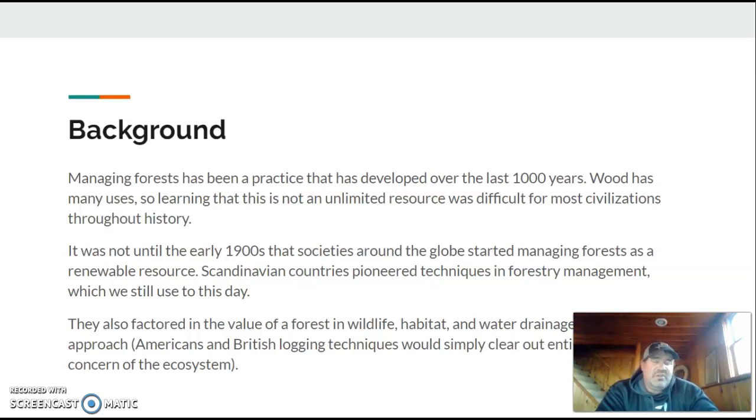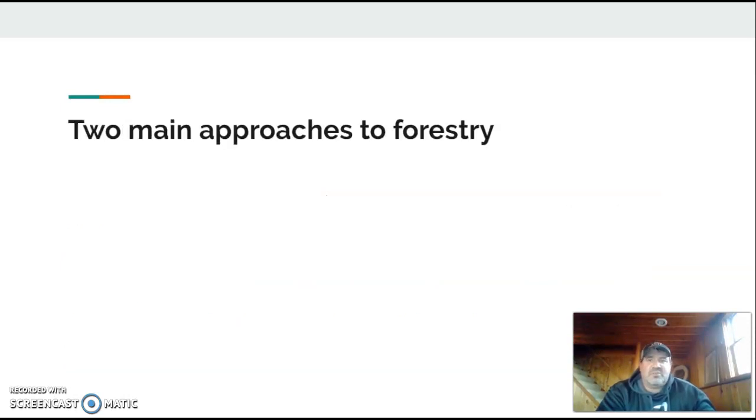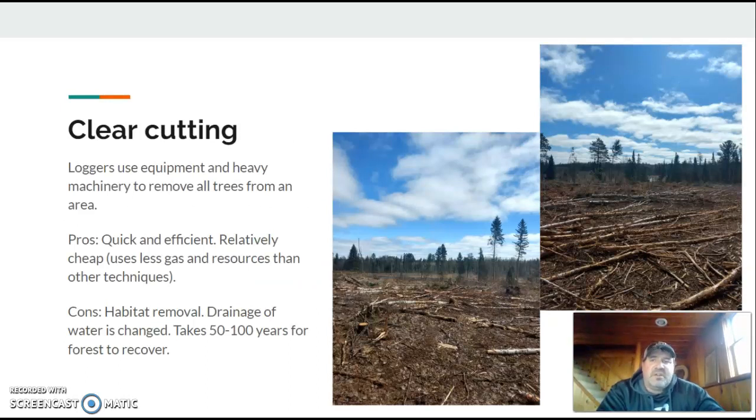So currently there are two main policies to logging or forestry that's done throughout the world. The first one is clear cutting, and it's a pretty common practice. They try to do it in smaller pieces now. Clear cutting used to be done for entire states.